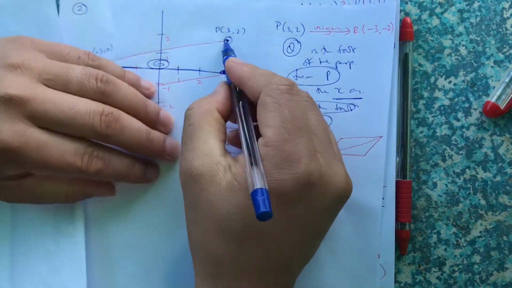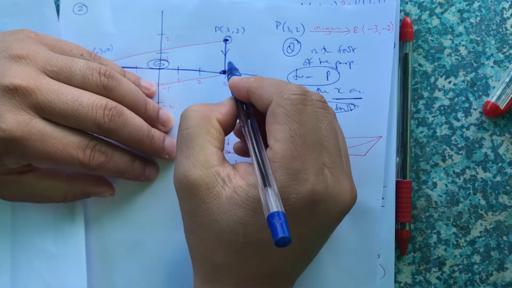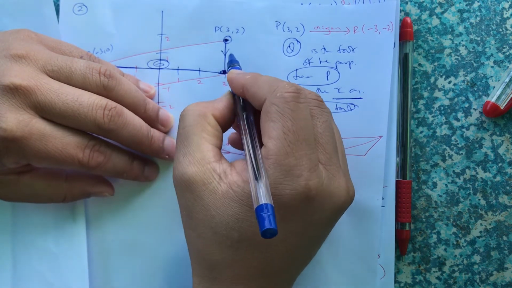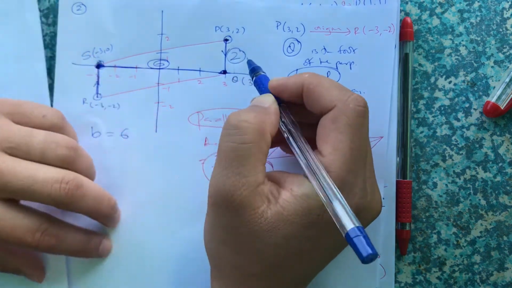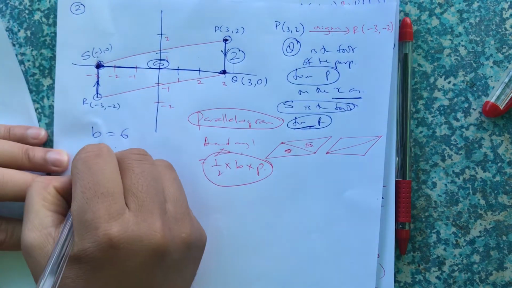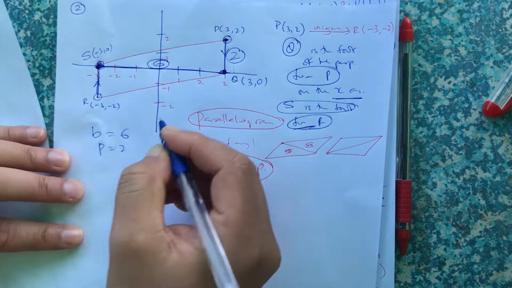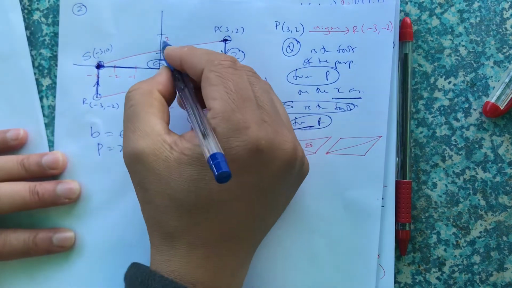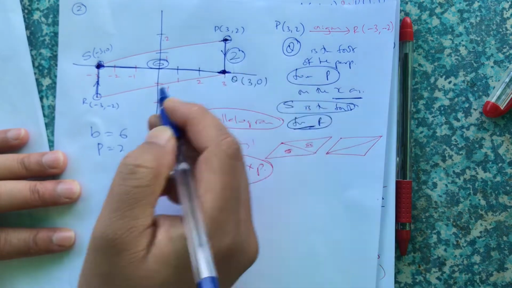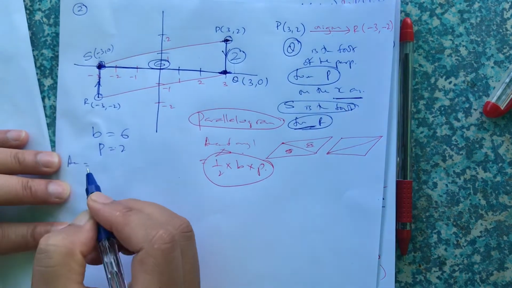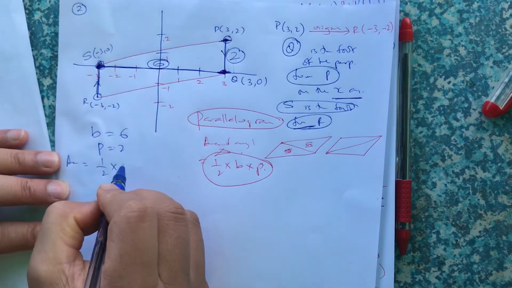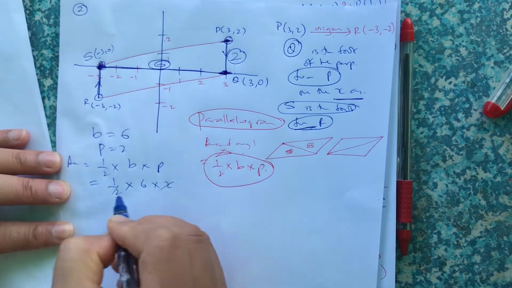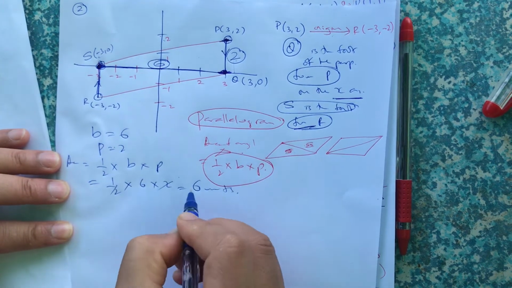Now the perpendicular: these points are on the same side, so we just need to subtract. This is 0, this is 2, so this is equal to 2. So the perpendicular is 2. From here to here, how much is it? 2 minus 0 will give me 2. Then the area of one triangle is equal to half into base into perpendicular, which is 6 square units.